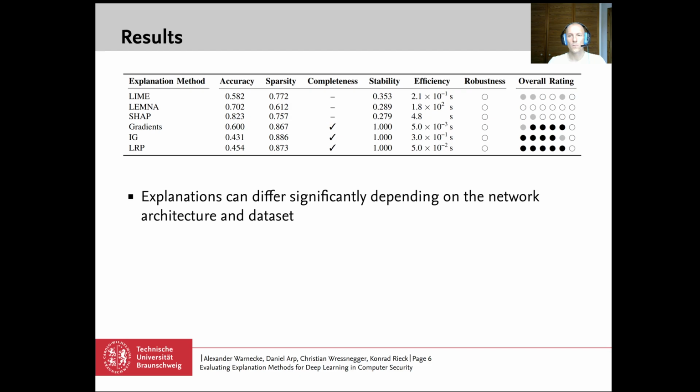Finally, we compute a metric for each criteria and average them over all data sets for each explanation method. Ideally, we would like to have an explanation method that excels in all criteria. However, we find that only few methods achieve that, and even explanations can differ significantly depending on the network architecture and dataset at hand.